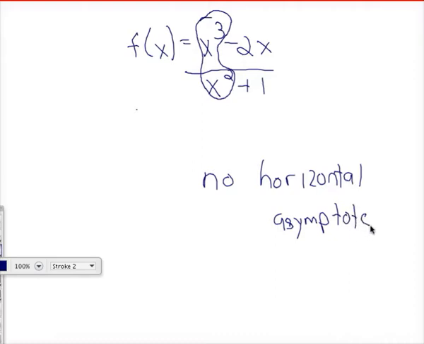Okay, so you have three different categories here. If they're the same on exponents, then you're going to take the coefficients. Then you have this one where, if the numerator has a higher exponent than the denominator, there's none. And then you had the previous one, where the denominator was higher, and that would have been y equals 0. So I hope that helps a little bit.